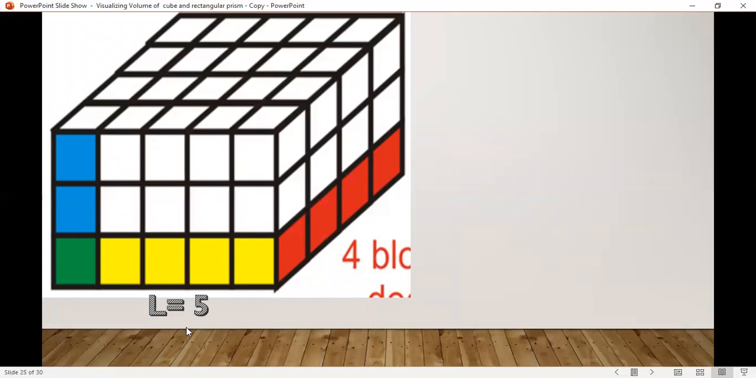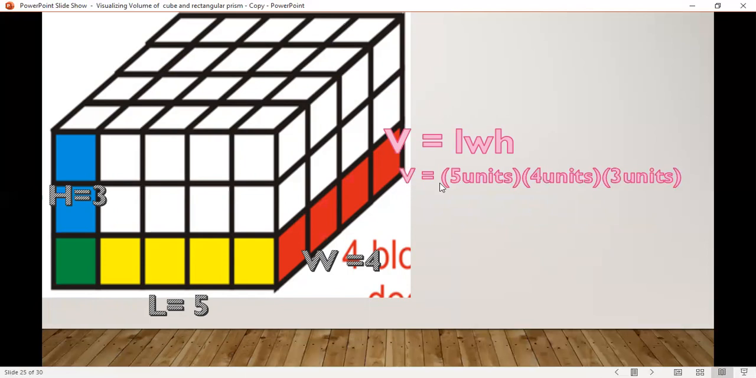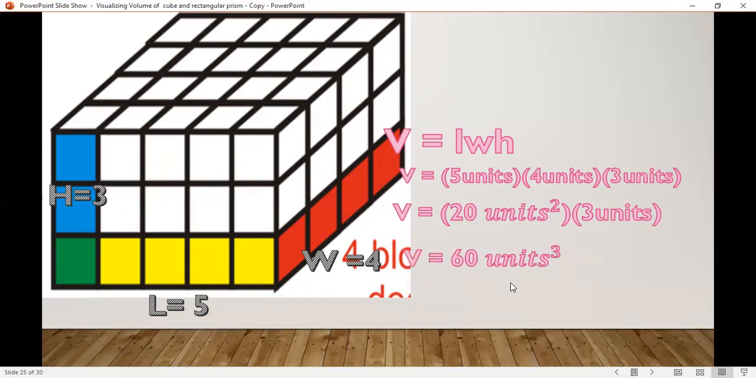Length 5 units, width 4 units, height 3 units. Formula, volume equals length times width times height. Then volume, length 5 units, width 4 units, height 3 units. 5 times 4, 20 units times units, units squared times 3 units. 20 times 3 equals 60 units cubed.